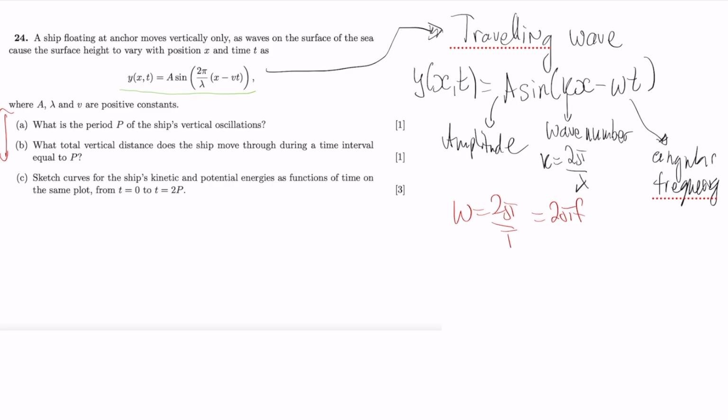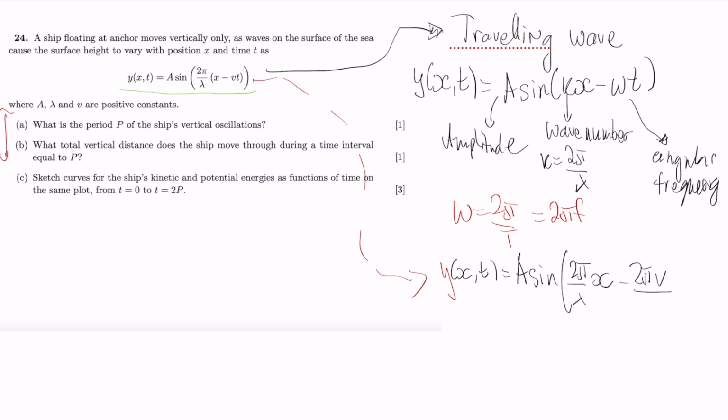What is the period of the ship's vertical oscillations? Well, in order to figure out the period, what we can do is just expand out this equation. So let me just rewrite this over here. Let's switch back to black. y of x and t is equal to A sine, and then we have 2 pi over lambda multiplied by x, I'm just literally expanding brackets, take away 2 pi v divided by lambda, like that, multiplied by t.